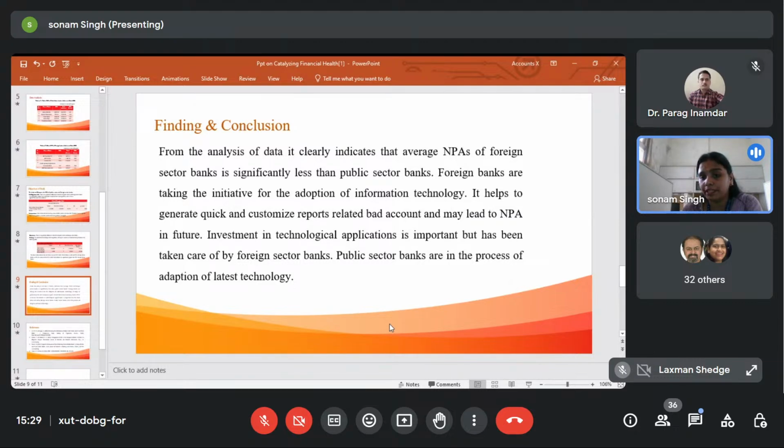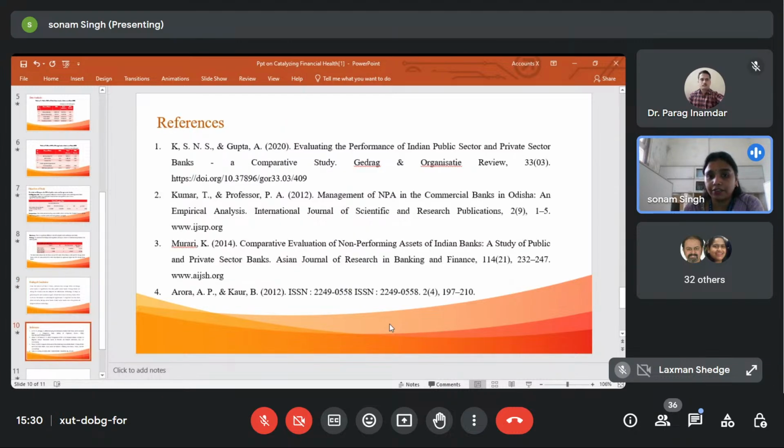Investment in technology application is important and has been taken care of by foreign sector banks. Public sector banks are in the process of adopting this latest technology. These are the references which I have used for my research paper.